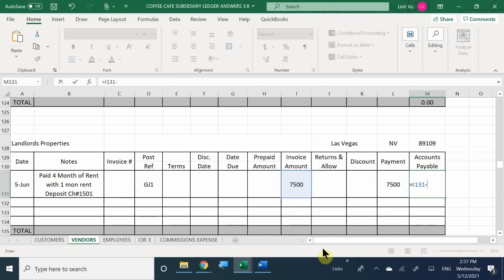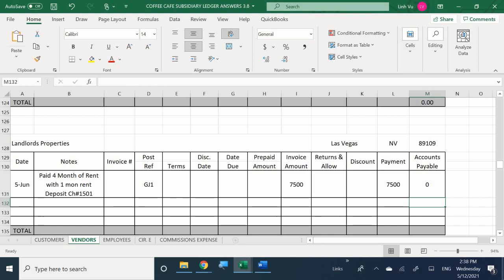Anything that's going to work against it, so you're going to subtract any prepayments, okay, which is 0. You're going to subtract any returns and allowances. You're going to subtract any discounts. And you're going to lastly subtract any payments. So therefore, I already made a payment, so therefore, I owe Landlord Properties nothing.